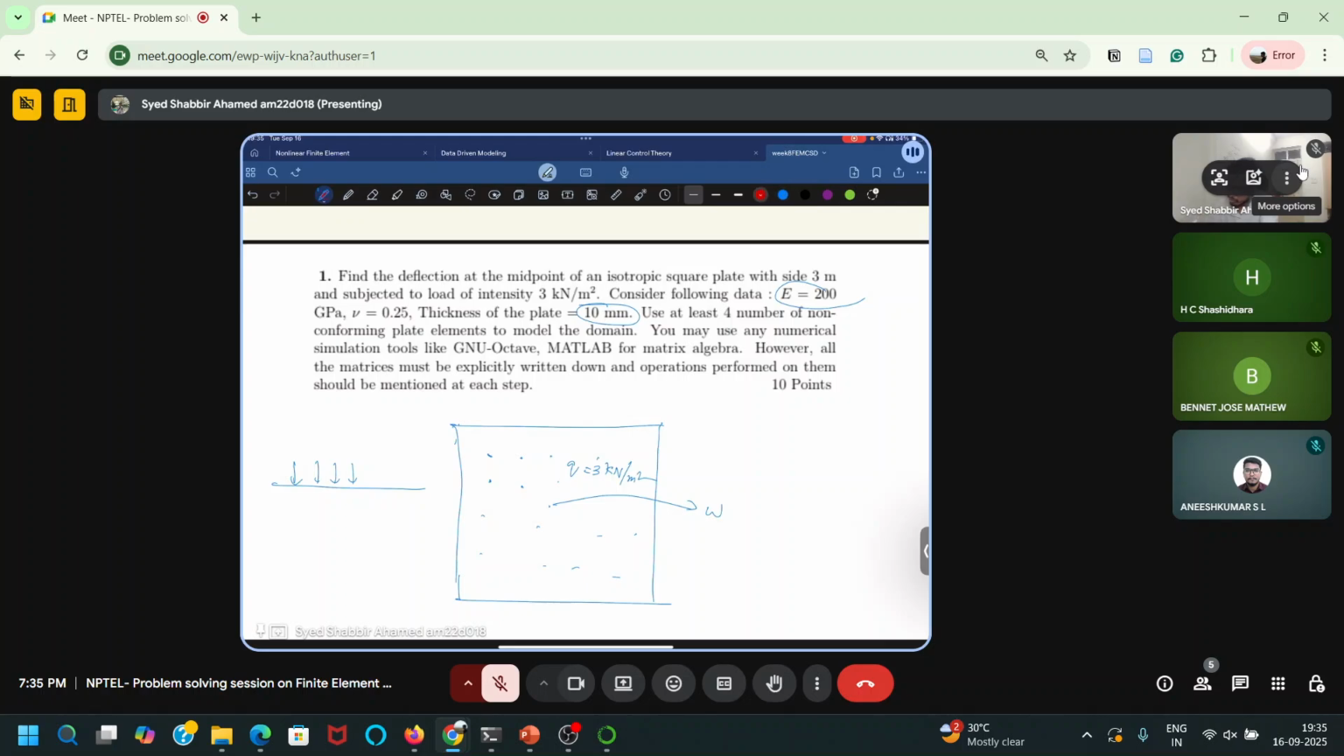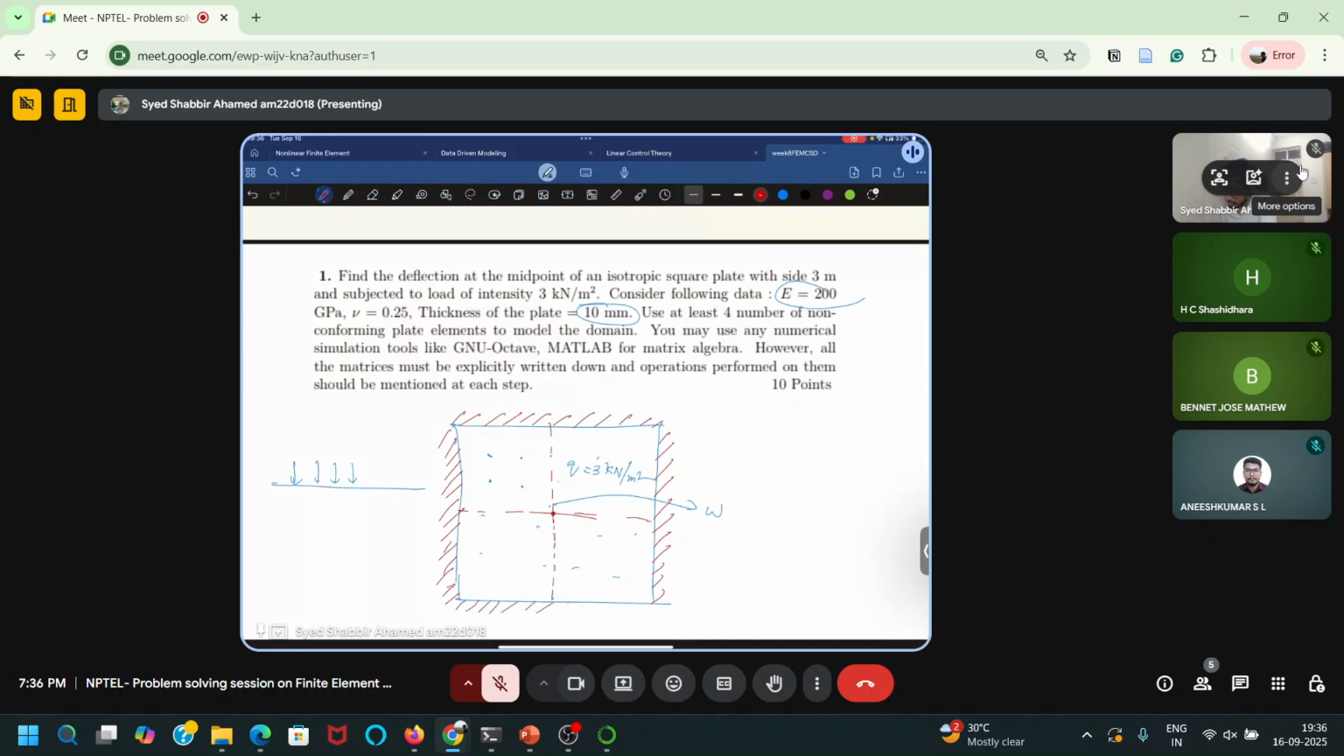They are telling us to use at least four plate elements. So I can divide this into four equal elements, and I have to find out what the displacement is here. If I know the nodal displacement at this point, I will get the midpoint displacement of this plate. They have not given the boundary condition, so I will take all the ends of the plate as clamped, or let's say clamped or fixed. Both are synonymous words.